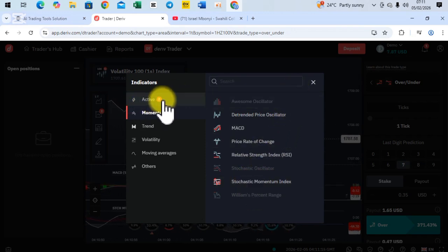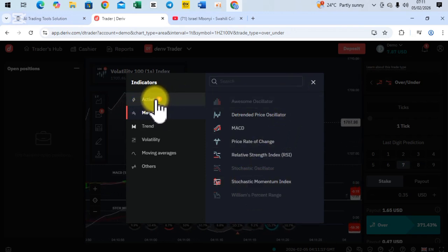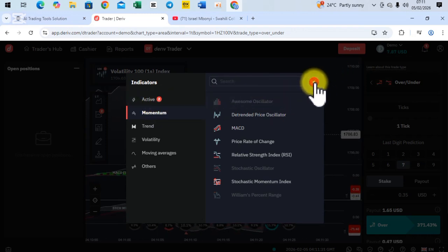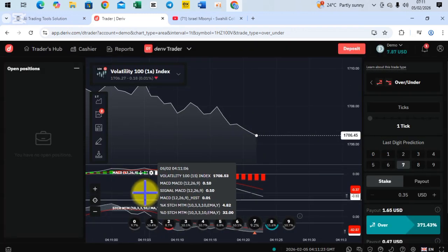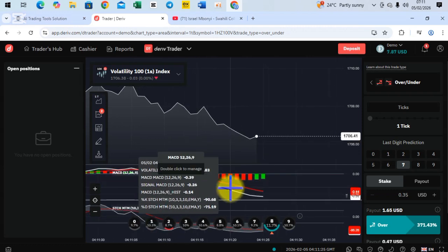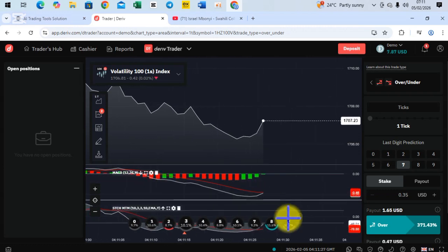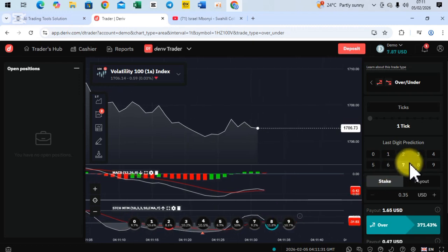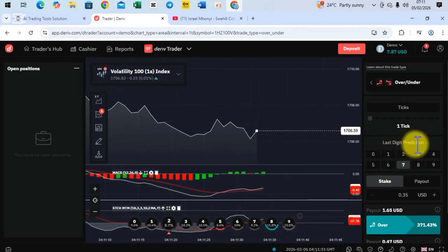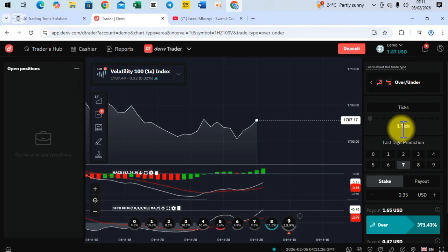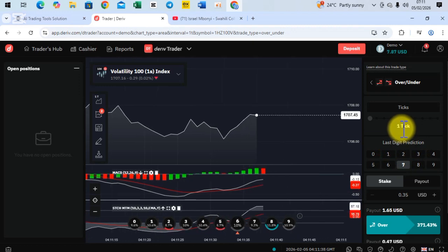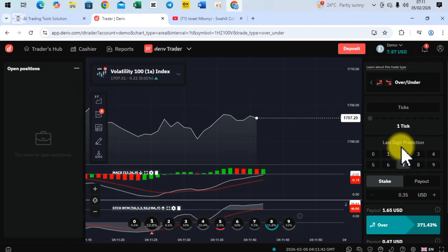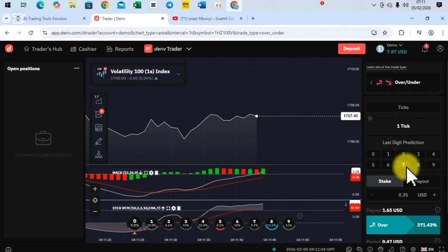So there's supposed to be 2 indicators, and as you can see them here active, there are 2. So you click this one to remove this. So you can see the 2 indicators we are having here, right? So our criteria is that we are trading under 7, and it's defined here as the last digit prediction, and it is already 1 tick. Those are the dimensions I'm telling you that you should also follow. Ticks 1, then last digit prediction is 7, right?